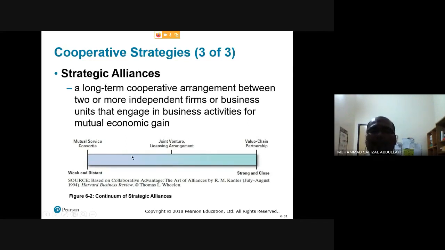This is a little bit different. A long-term cooperative arrangement between two or more independent firms or business units that engage in business activity for mutual economic gain. All right. So as you can see from this diagram, joint venture. This is joint venture. So it means that they form a cooperative arrangement, a strategic business partner.